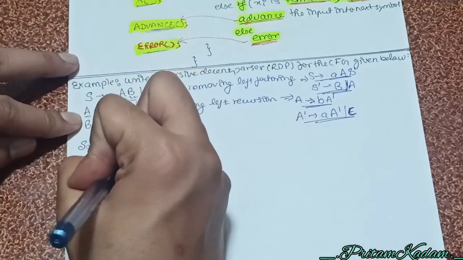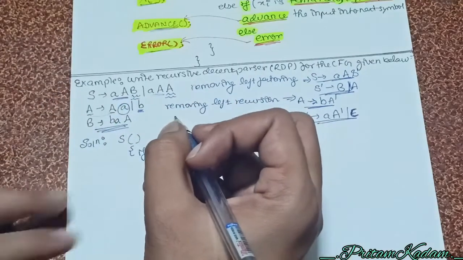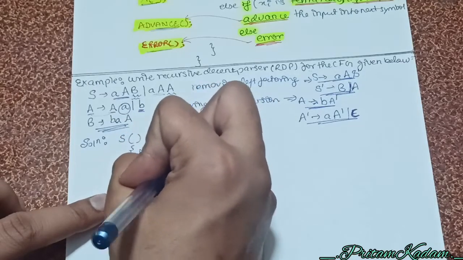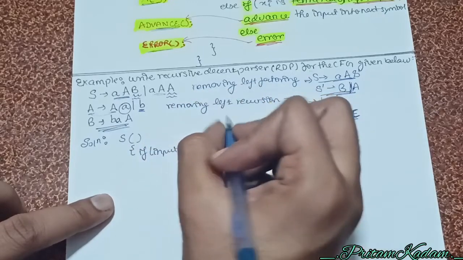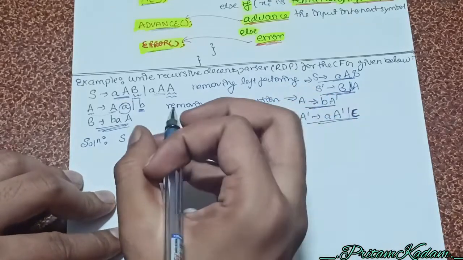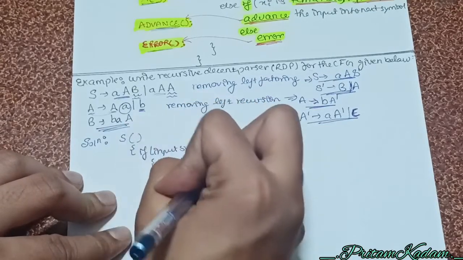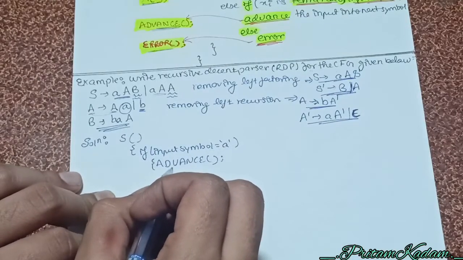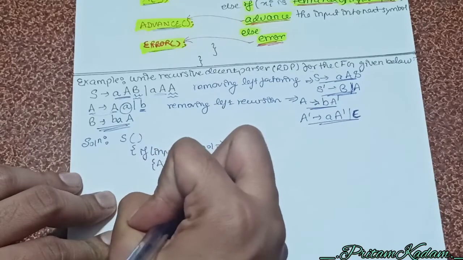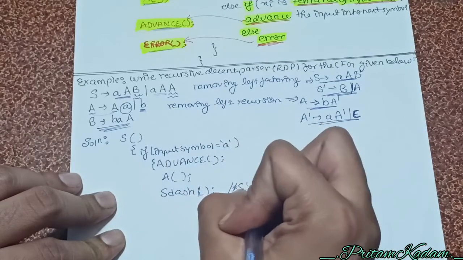Let us write for S first of all. In RDP we have the input symbol as small a, so I will write: if input symbol equals a, then we write the advance. If input symbol equals small a, then in this if I will first call the advance function. Then we have capital A in the S production, so I will directly call the A function. After that I have the S dash, so I can write it like this also, S dash only. Let me just write that in a comment.